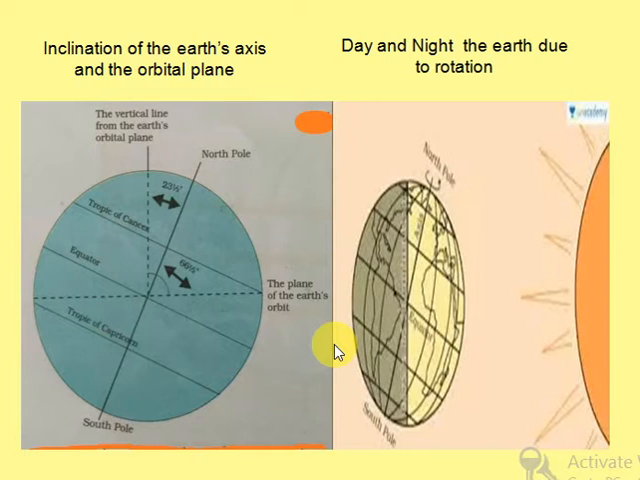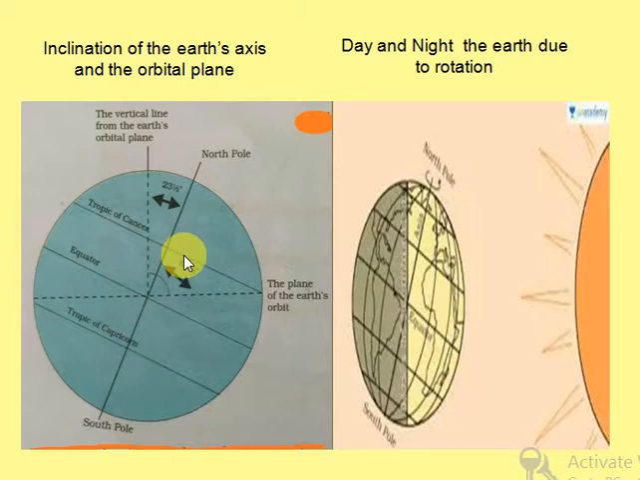The inclination of Earth axis causes varying lengths of days and night. If the Earth axis were vertical to the plane of the orbit, a place would have received the sun rays in the same way all around the year, thus the day and night would have been of equal length throughout the year all over the world. So the earth axis is always inclined in the same direction and at the same angle.